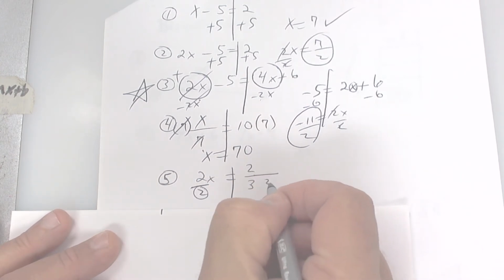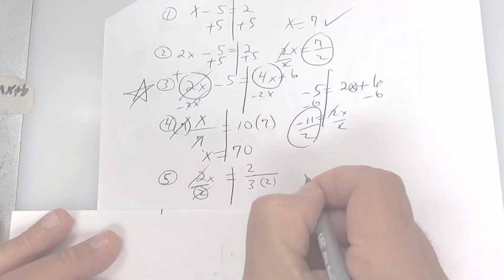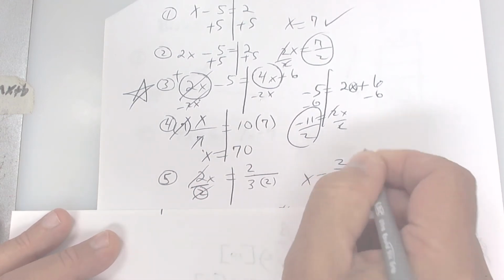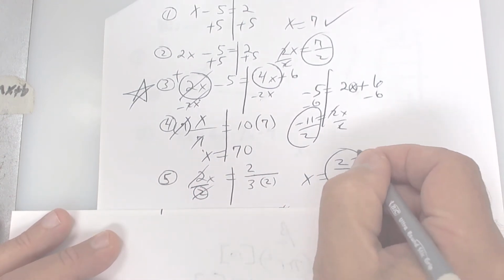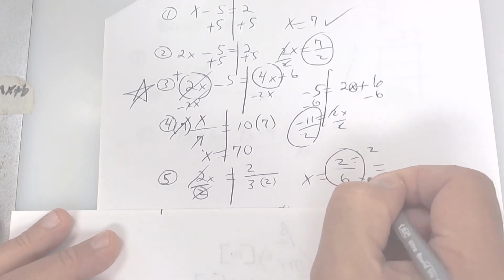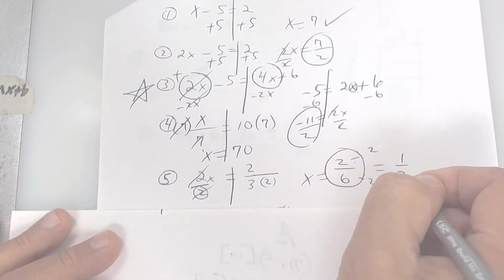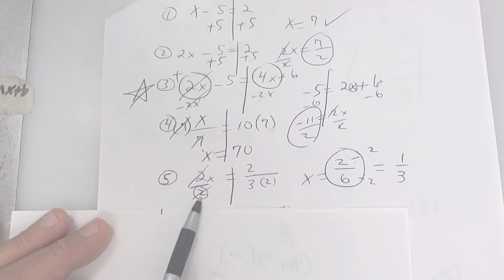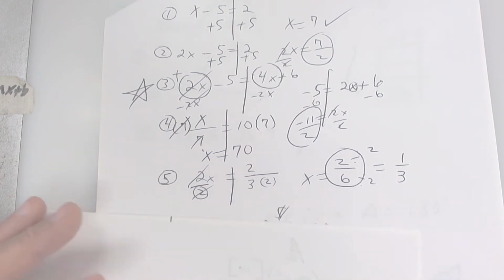You want to put the 2 at the bottom. So you're going to get x equals 2 over 6, which equals 1/3. Divide by 2 and reduce it. So it equals 1/3. Okay? So if you're dividing by 2, it goes on the bottom. You already had a 3, so 3 times 2 is 6.